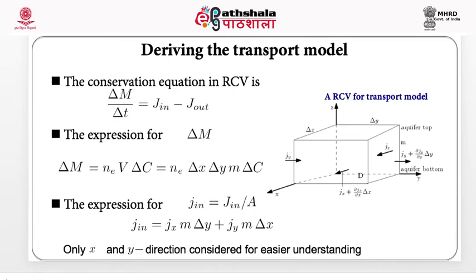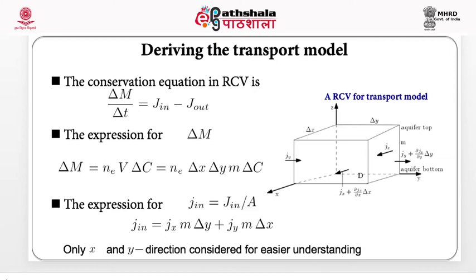Next we will find the expression for mass flux, which is mass flow rate divided by the facing area. That is, in the x direction, it is simply J_x times M, which is the thickness of the aquifer, times the width of the aquifer, delta Y.